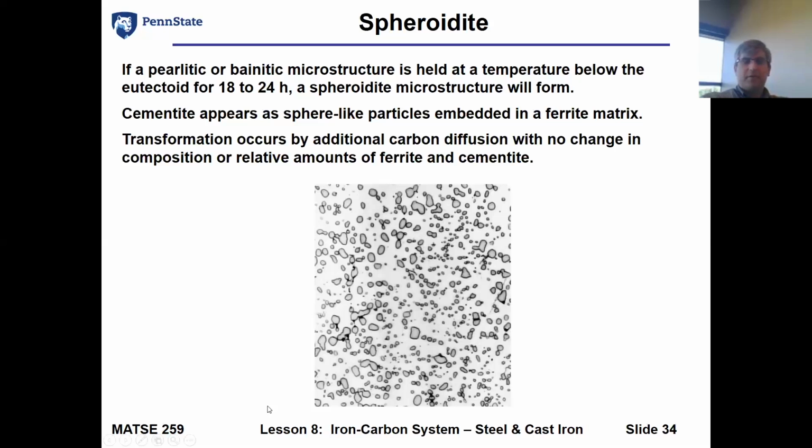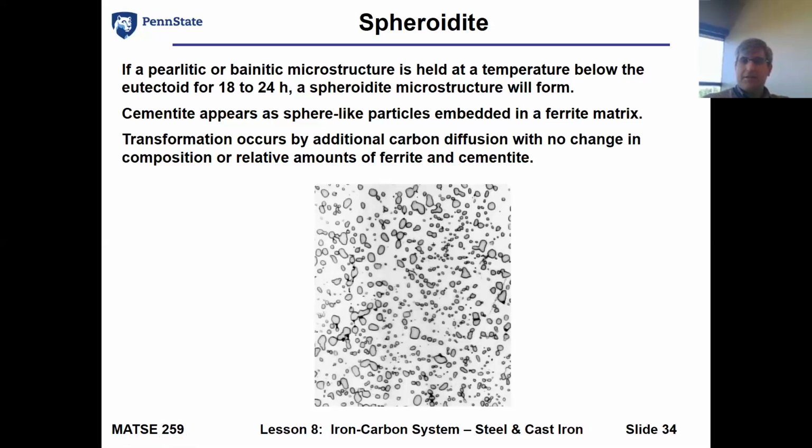And so carbon's going to diffuse. There's no change in composition. There's no change in the amount of ferrite or cementite, but the cementite takes on a spherical shape. If you look at this structure compared to the lamellar structures that we see for pearlite, this spheroidite is extremely soft. There's really very little to stop dislocation motion. So plastic deformation becomes fairly easy.